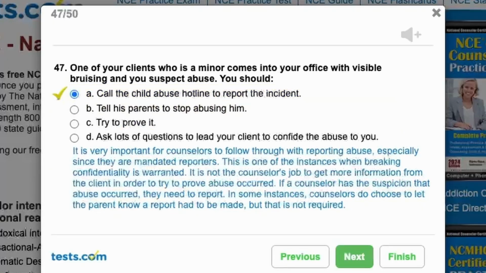A. It is very important for counselors to follow through with reporting abuse, especially since they are mandated reporters. This is one of the instances when breaking confidentiality is warranted. It is not the counselor's job to get more information from the client in order to try to prove abuse occurred. If a counselor has the suspicion that abuse occurred, they need to report. In some instances, counselors do choose to let the parent know a report had to be made, but that is not required.